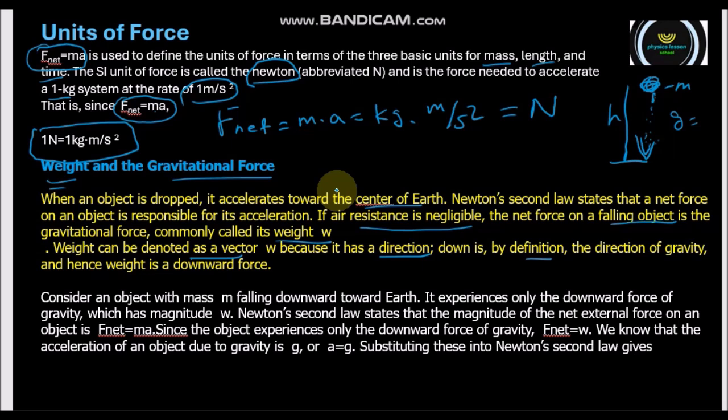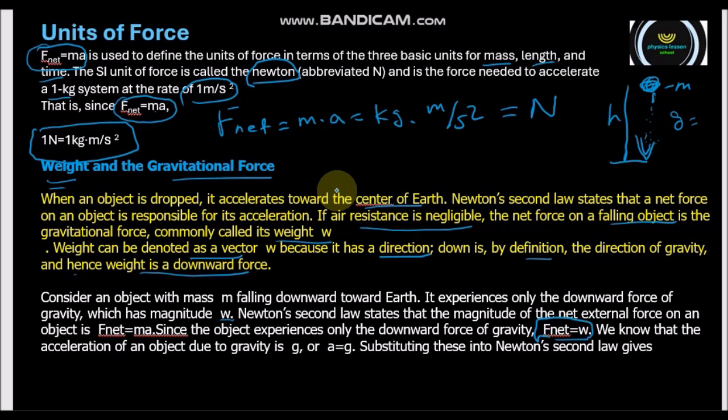By definition, the direction of gravity, and hence its weight, is a downward force. Consider an object with a mass falling down toward the earth. It experiences only the downward force of gravity, which has magnitude weight. Newton's second law states that the magnitude of the net external force on an object is mass times acceleration. Since the object experiences only the downward force of gravity, the net force is equal to the weight.